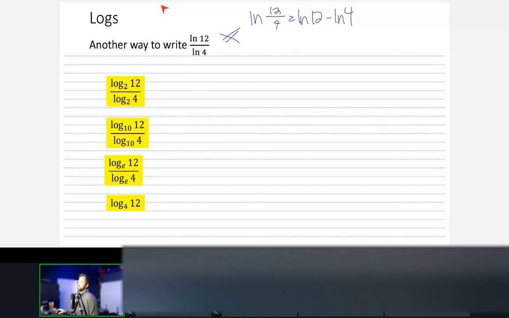Oh, you're gonna have a bunch of choices, and they want you to select all the correct answers. So it's like click boxes. You'll be given 1, 2, 3, 4, 5, 6 choices, and you select all the ones that are valid ways to rewrite it.